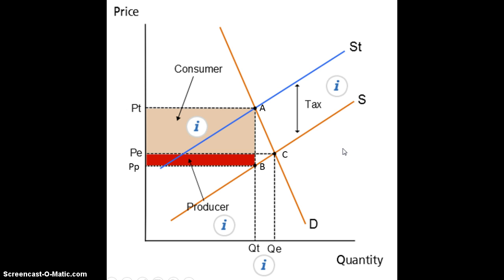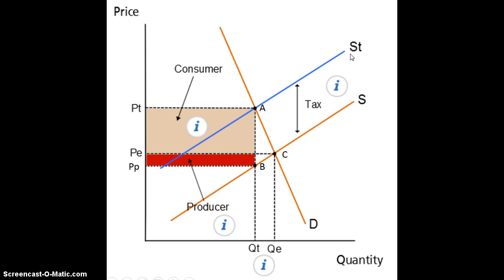However, the government decides to introduce an indirect tax of AB, okay, so the difference between PP and PT. As long as you've got the idea that it's between these two, that's fine. This increases the cost for producers to supply. So some producers who were willing and able to supply at the price PE can now no longer supply, so they exit the market. This shifts the supply curve to the left from S to ST.